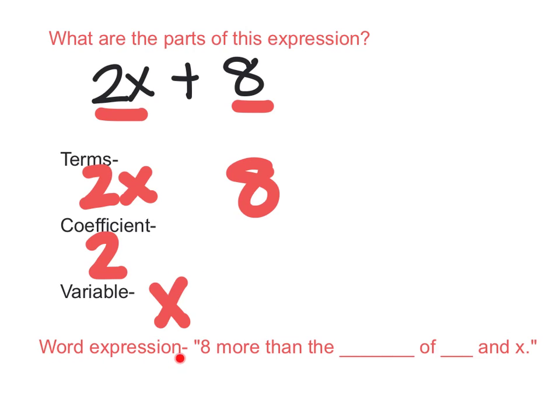Now if we were to write this as a word expression, it would be 8 more than the blank of 2 and x. Well, here they're looking for an operation. 8 more than the product. Now I'm saying product here because we multiplied 2 and x. So more than the product, I don't know if that'll fit. Let's try this again. Let me switch.